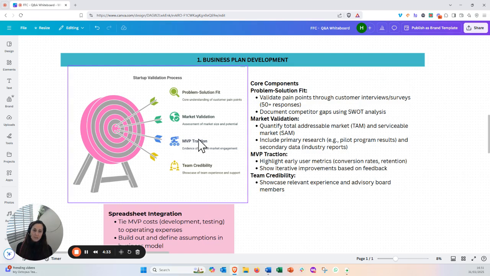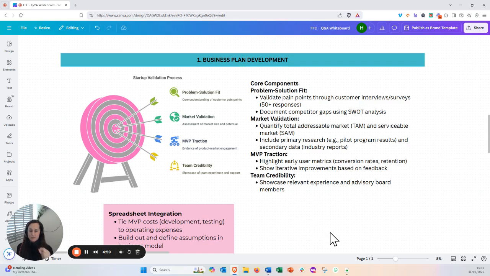So you want to start building your MVP, start getting some traction, look for the evidence of the problem solution fit, and highlight the user metrics that you've got. You can look at engagement, retention, conversion rates, and you can also do some questionnaires and satisfaction research, and then iterate.